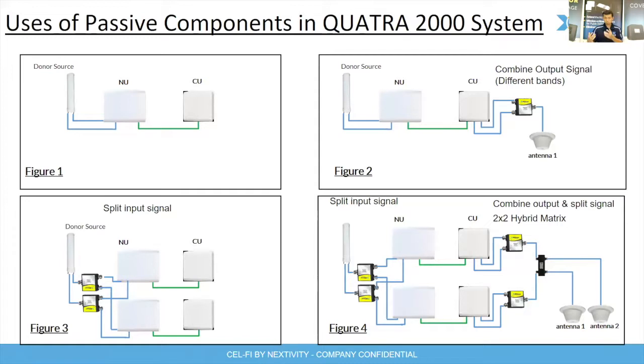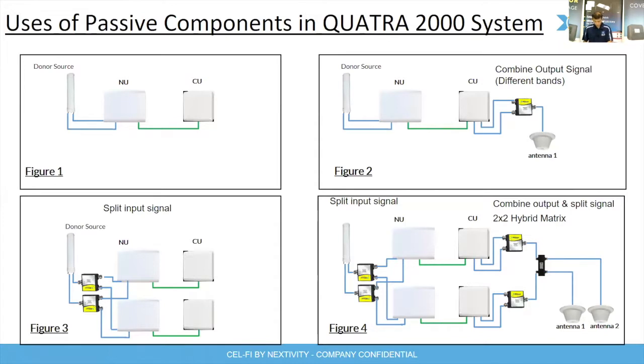What happens if I want to support multiple external antenna on my CU. So same case, at first, I will need to combine the output of my EXA and EXB port, on every CU coming into the two-way combiner, whereas the output port of the two-way combiner will go into a hybrid coupler, right? And then each output port of the hybrid coupler can be connected to an external antenna as shown in figure 4. So the concept of QUATRA 2000 is the same as a GO system, right? There's not much of a difference at all, if you can take a look.